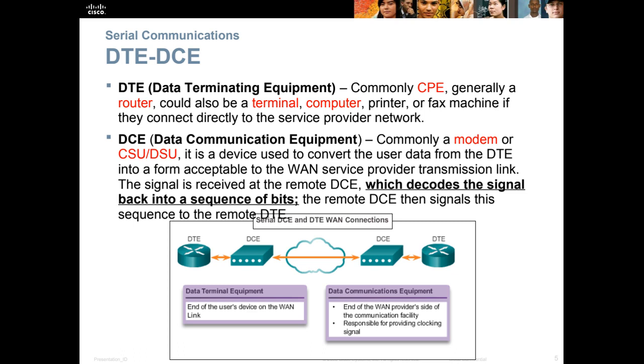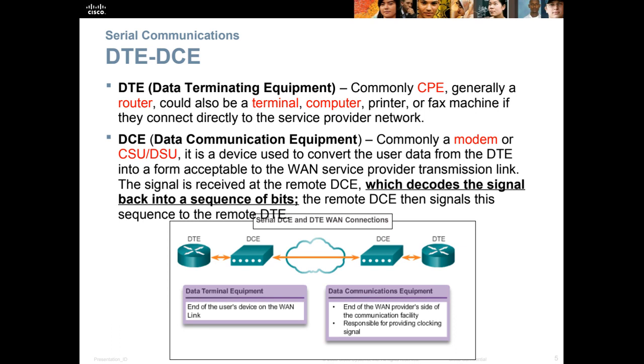So now, what is DTE? By the way, these definitions always come up. DTE is data terminating equipment. Commonly, it is a CPE device, generally a router. It can also be a terminal, computer, printer, or fax, if they connect directly to the service provider network.